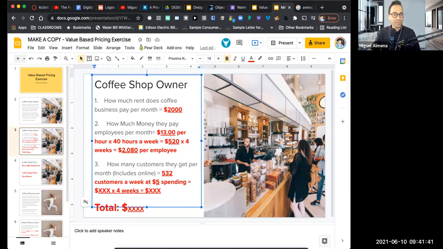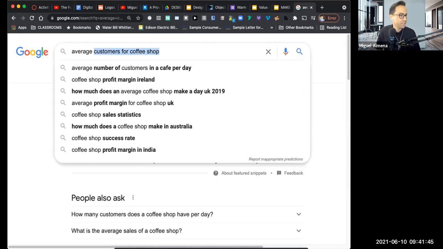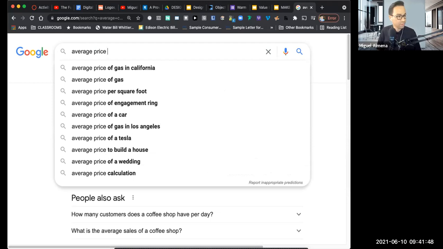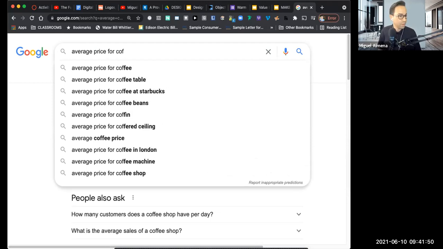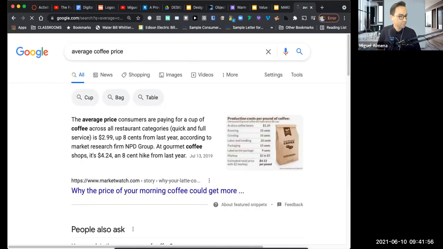Well, let's see. Let's ask, what's the average cup of coffee? Average price for coffee. Average coffee price. Quick and full service: the average price consumers are paying for a cup of coffee across all restaurants, quick and full service, is about $2.99. At gourmet coffee shops it is about $4.24.